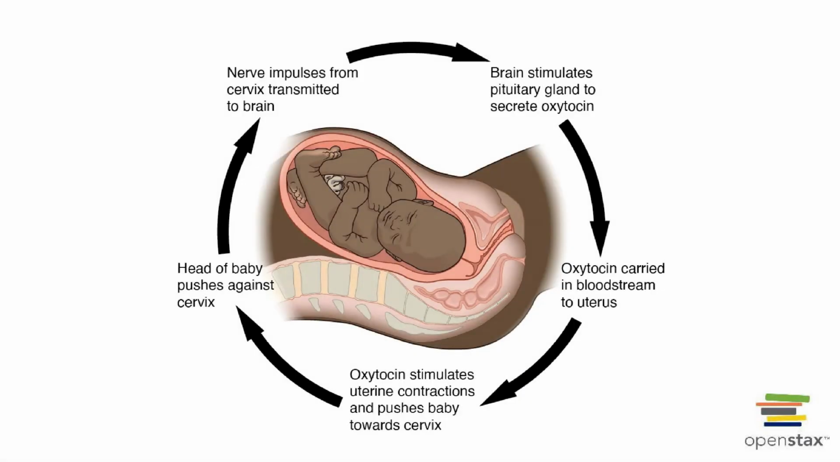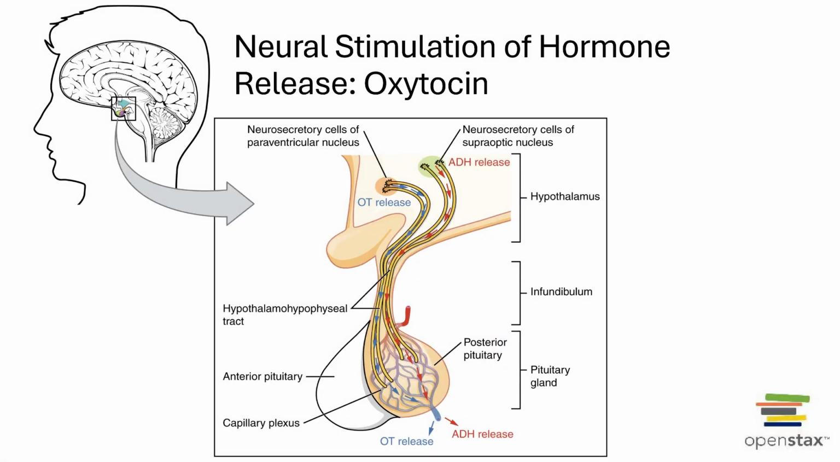Next, we move on to neural stimuli. Neural stimulation occurs when a neuron releases a neurotransmitter that activates an endocrine gland to release a hormone. One example is the release of oxytocin during labor. Stretching of the cervix activates afferent neurons. These neurons relay signals to the hypothalamus. Hypothalamic neurons respond by releasing oxytocin from the posterior pituitary gland.